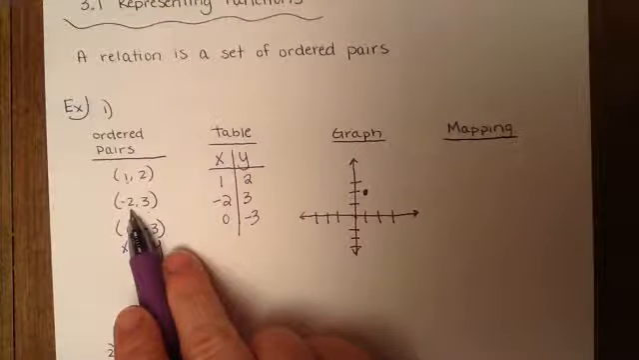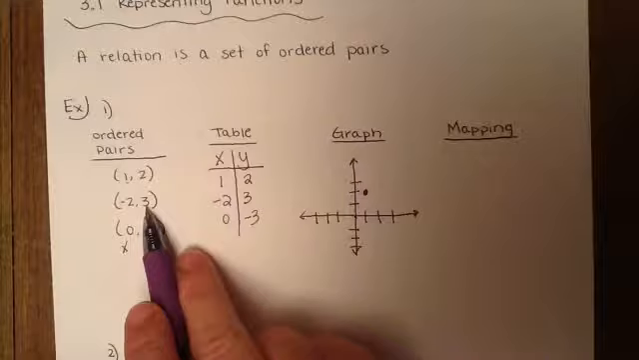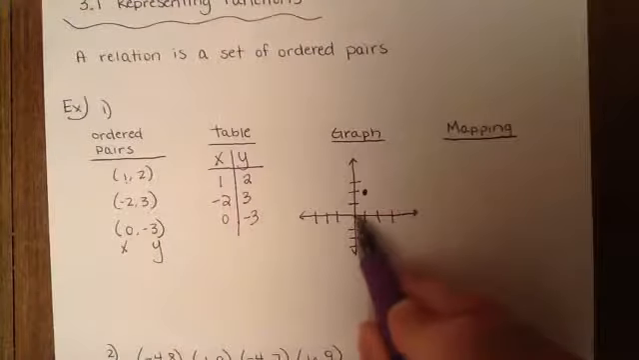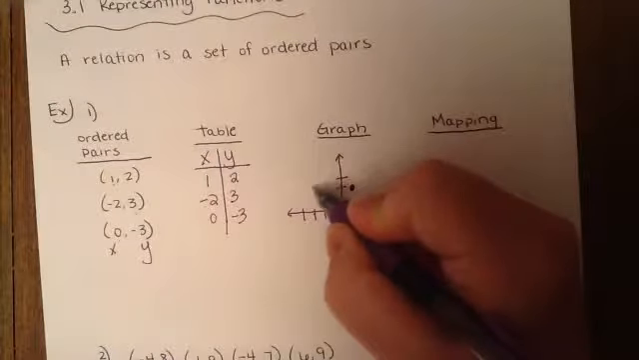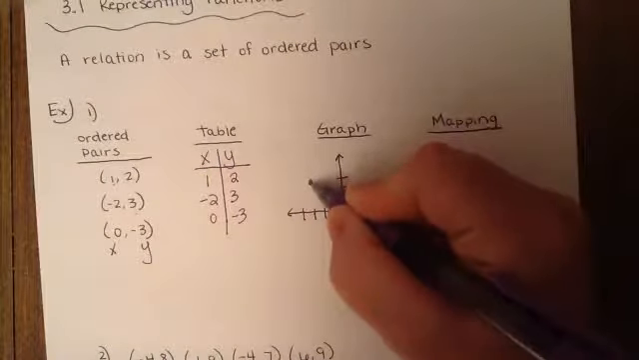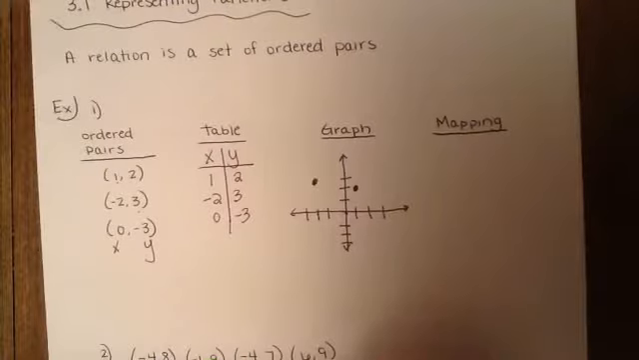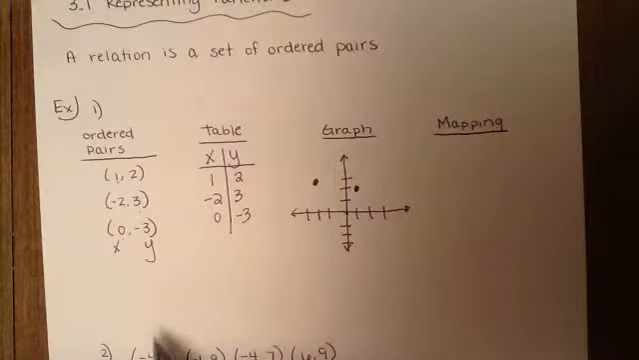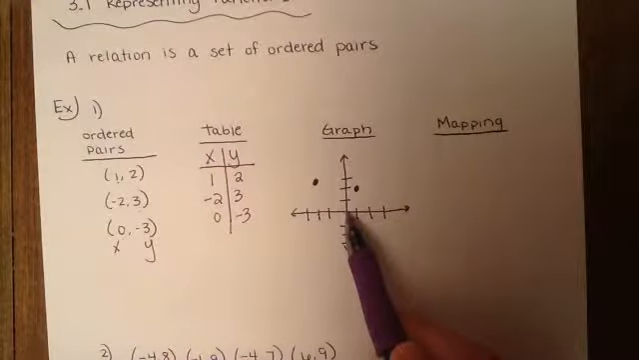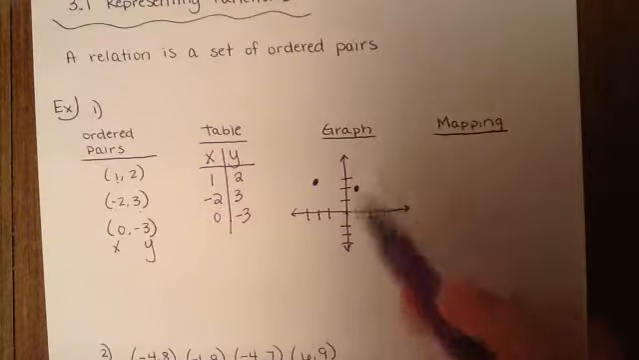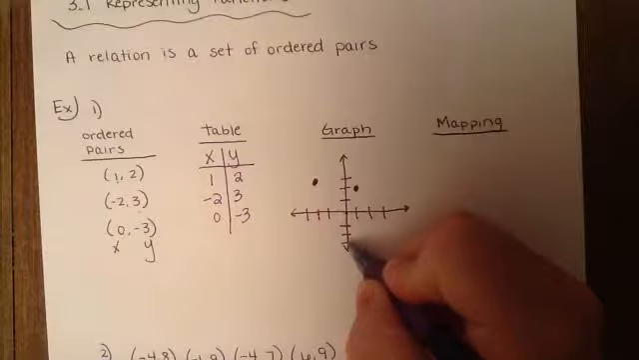This time, where am I going to move first? 2 to the left and 3 up. 2 to the left, 3 up. And my last point, how will I move? 0 right or left, and -3 tells me to go down.